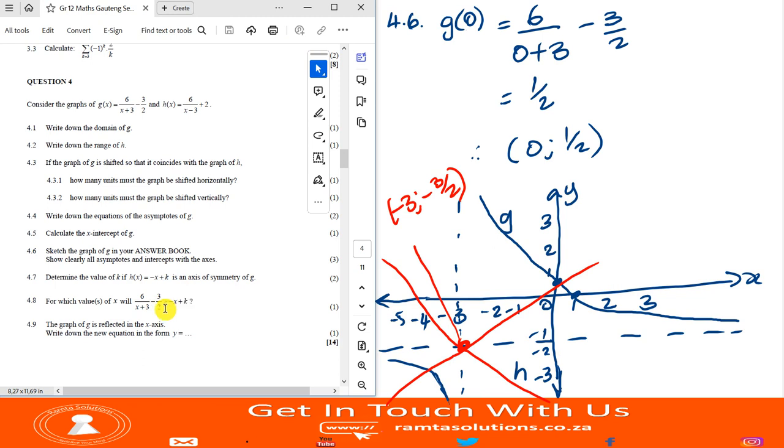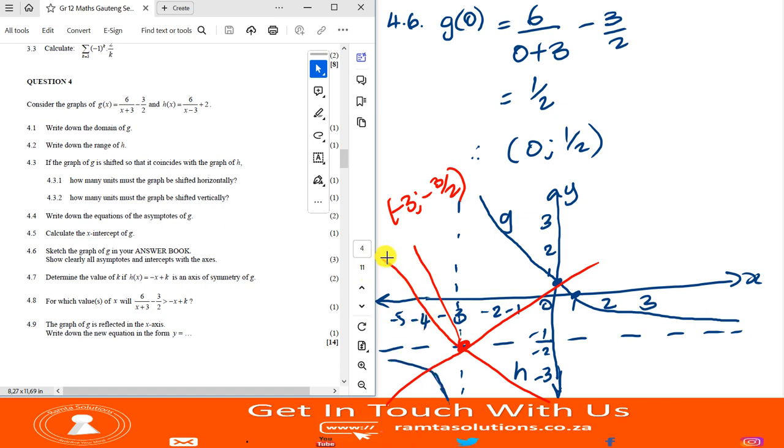What does it mean? It means, listen carefully, guys, that g of x is above h of x. So look to the left of x equals -3. As you can see, g, which is this one here, is above h.